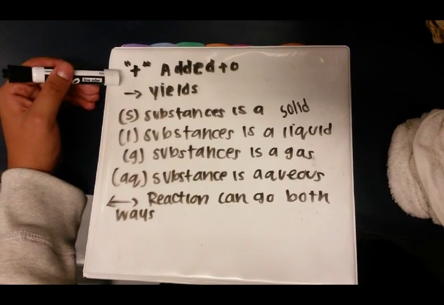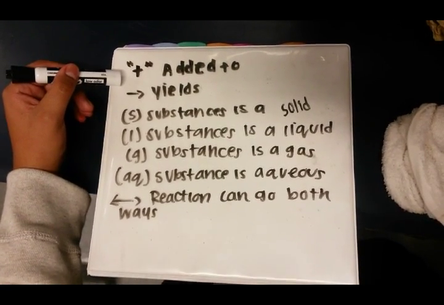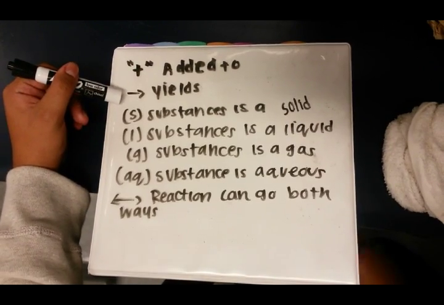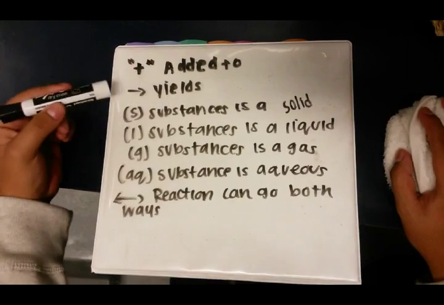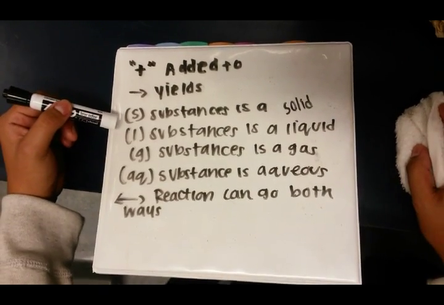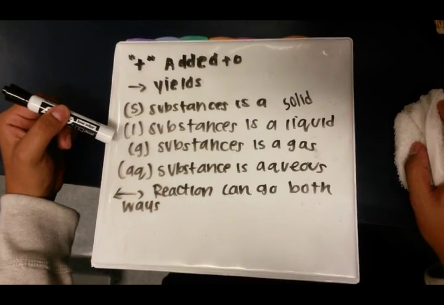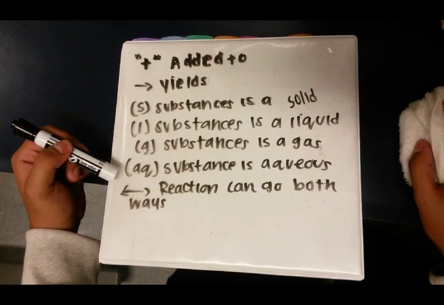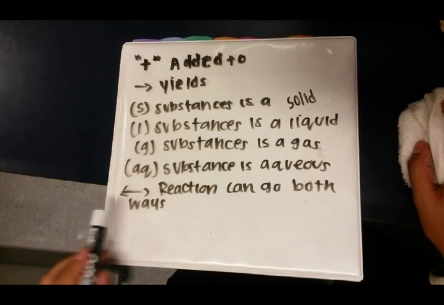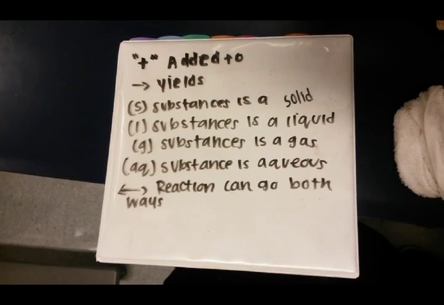Plus sign is used to add, which is usually found between two reactants or two products. This arrow, which is found in between two equations or in the middle of the equation, is the yield. S substance is a solid, that's what the variable is. L substance is a liquid. G substance is a gas. And AQ substance is aqueous. The two-sided arrow means reactants can go both ways. That's what the two arrows mean.